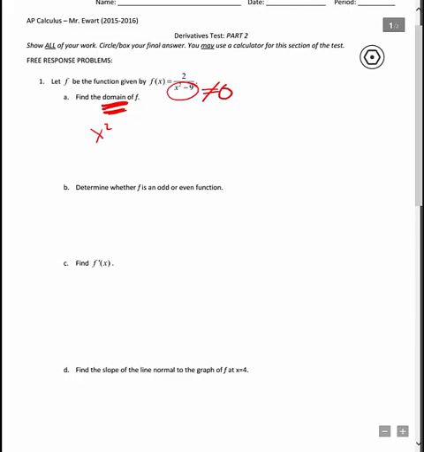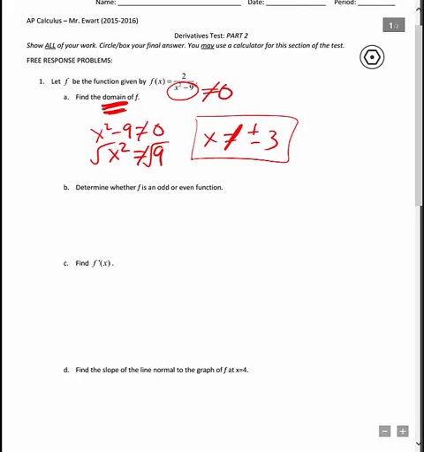So we get x squared minus 9 can't be 0. That gives me x squared can't be 9. Take the square root of both sides. We get x cannot be positive or negative 3. That's an acceptable answer. You could have also said negative infinity to negative 3, union negative 3 to positive 3, union positive 3 to infinity, all with parentheses because it can't equal positive or negative 3.